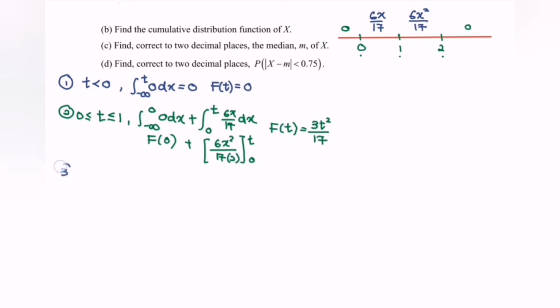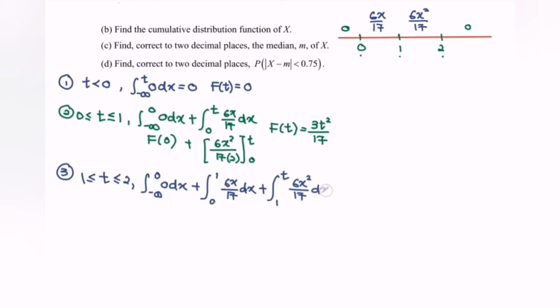Next, number 3. For the domain, t is greater equals to 1 and less than equals to 2. For the situation, integrate from negative infinity until 0 for the function 0 dx, plus integrate from 0 until 1 for the function 6x over 17 dx, plus integrate from 1 until t for the function 6x squared over 17 dx. So focus on this part, and we can replace the situation with F(1), plus where we have 6x cubed over 17 multiplied with 3 with the limit t and 1.